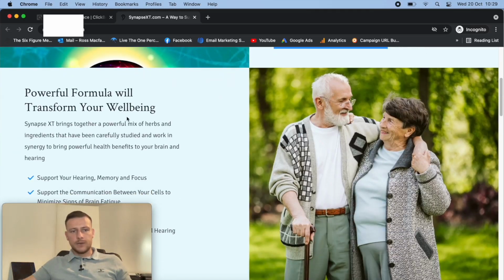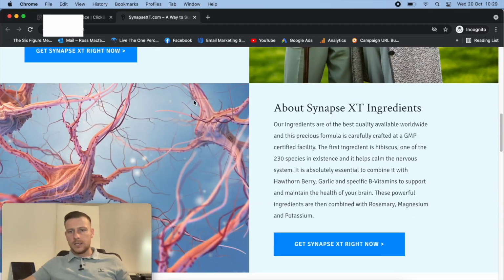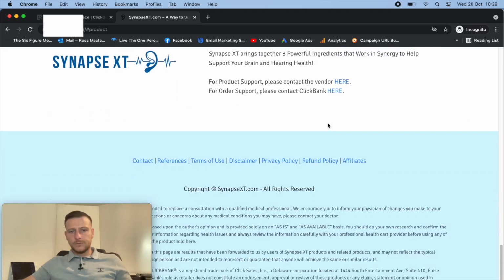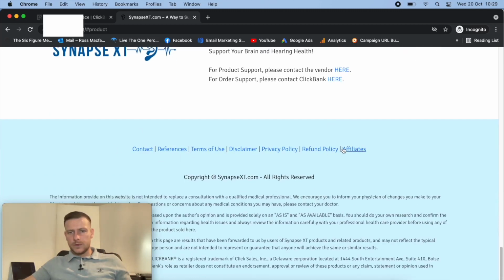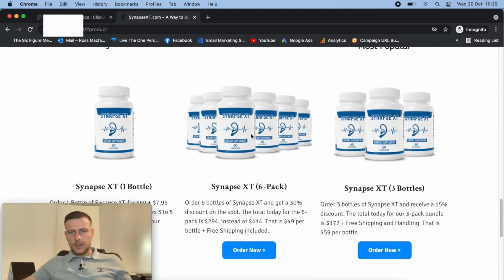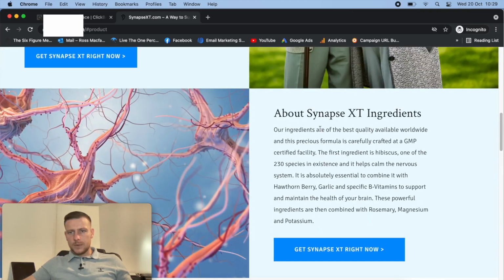Let's see if we can dive in a little deeper and find out what these ingredients actually are. Find out more, here we go, find out about the ingredients. References, terms of use, affiliates, contacts. Please contact vendor, support, order now. Here we go, here's the ingredients. The first ingredient is, however you pronounce that. I'm not even going to try it with my Scottish accent, it'd probably come out horrendous. Hawthorn berry, garlic, B vitamins, rosemary, magnesium, potassium, all these types of things that you can take from the offer page, okay?